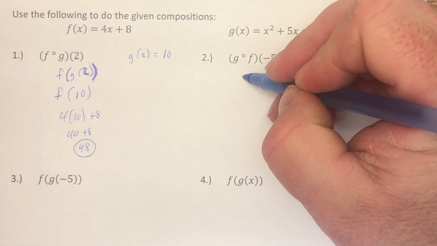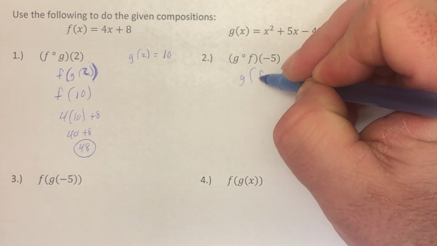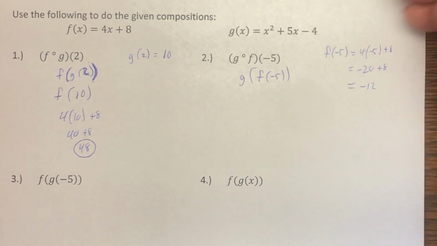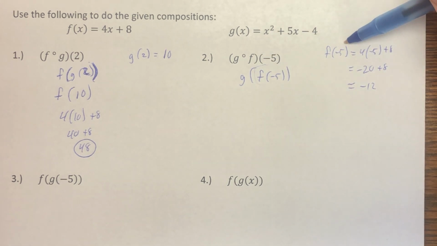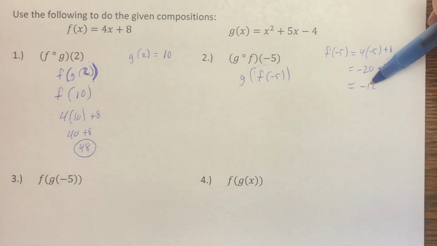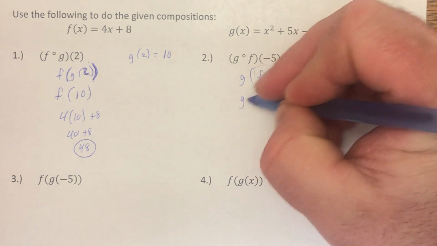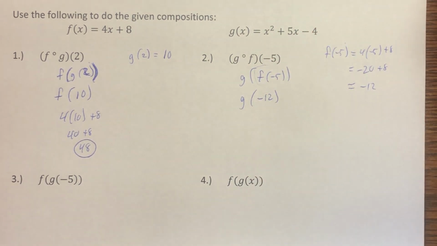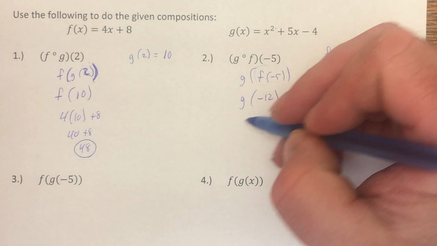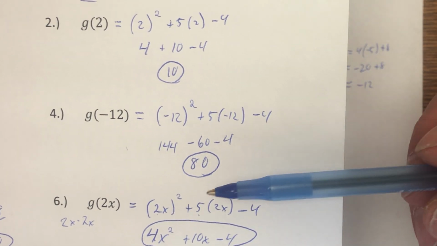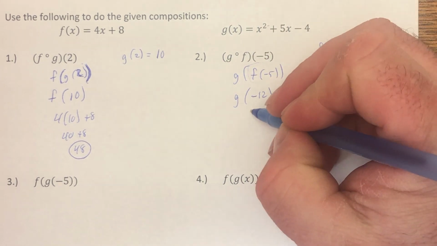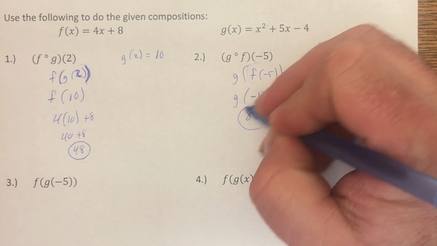So now, if I rewrote this, I should have rewrote it first as g of f of negative 5. That's why I did this f of negative 5 first. I know it has a value of negative 12. So this is then g of negative 12. Well, when I plug negative 12 into g's function, that's what I did already. I got 80. So I could tell from here, this I know is going to in fact be 80, and I'm done.